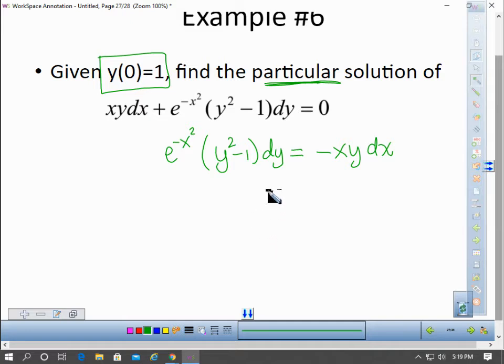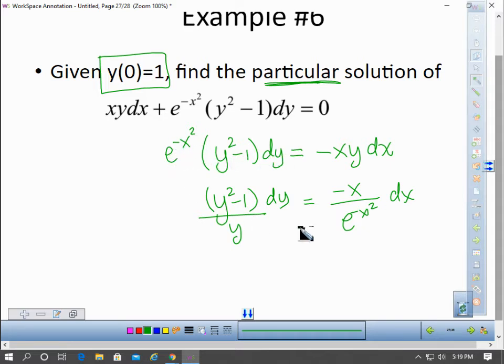Well, I still got x's and y's mixed up, so one thing I can do is divide this y over to this side. So that'll be y squared minus 1 dy divided by y. Then I can divide this e to the negative x squared over to this side. So I'll have negative x divided by e to the negative x squared, and then the dx. I kept the y squared minus 1 dy, and I divided this over to the other side. For this side, I kept the negative x dx, and I divided the y over to this side.